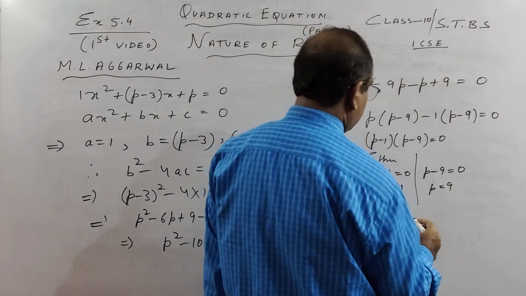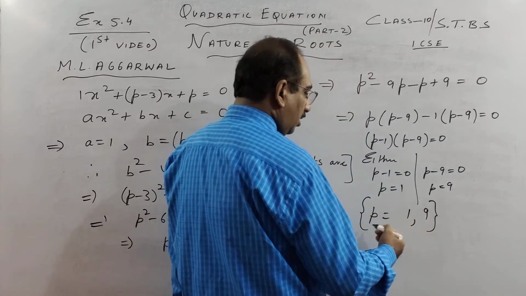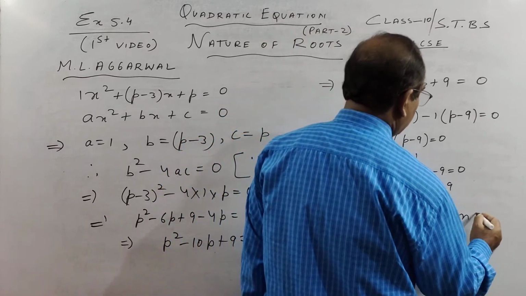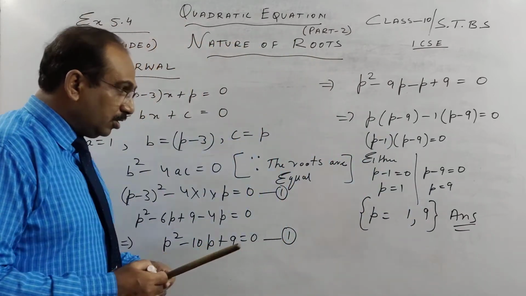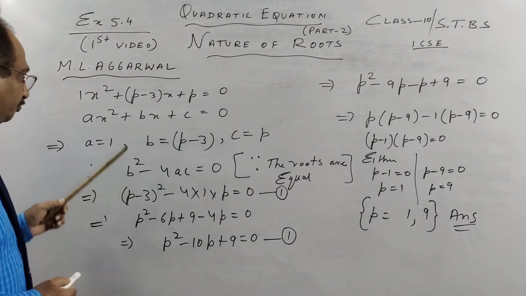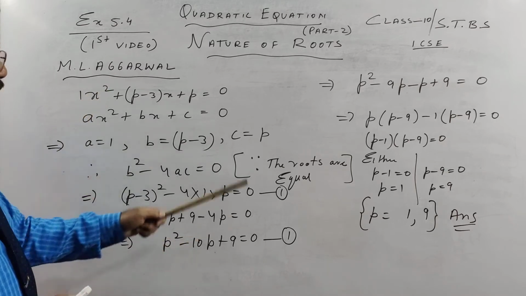And final answer, children, see how nicely you write. Learn to write the answer nicely so that the examiner can see and give you full marks. So the answer is 1 and 9. So finally you can copy this. Then I'll show you verification.